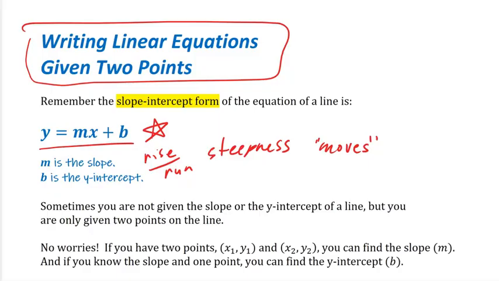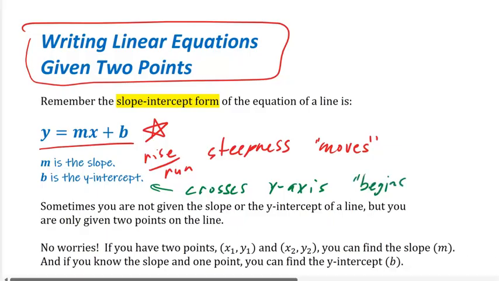And b is the y-intercept. B, of course, tells us where it crosses the y-axis, right? And that can be a positive number, it can be a negative number. That's where the line begins, right? Okay, on the y-axis. Now, sometimes you're not given the slope or the y-intercept of a line.